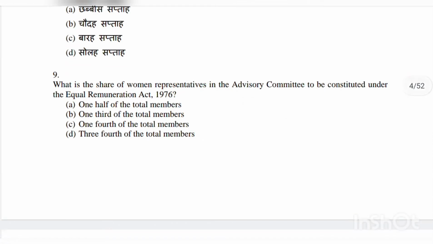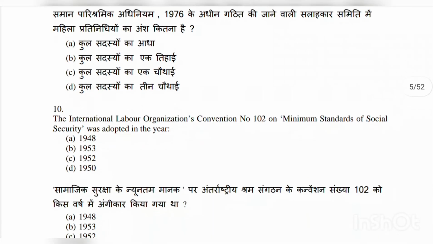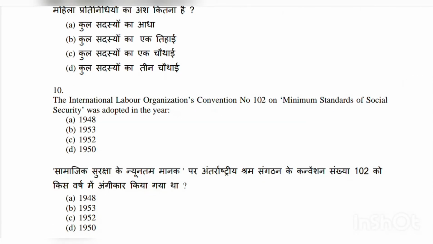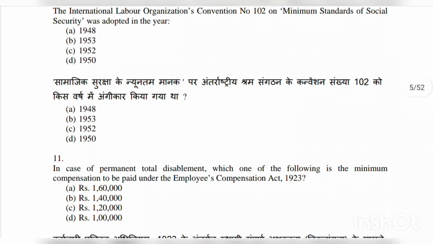Question number 9, what is the share of women representatives in the advisory committee to be constituted under the Equal Remuneration Act 1976? The answer is A, 1/2 of the total members. Question number 10, the International Labour Organization Convention number 102 on minimum standards of social security was adopted in the year. The answer is C, 1952.